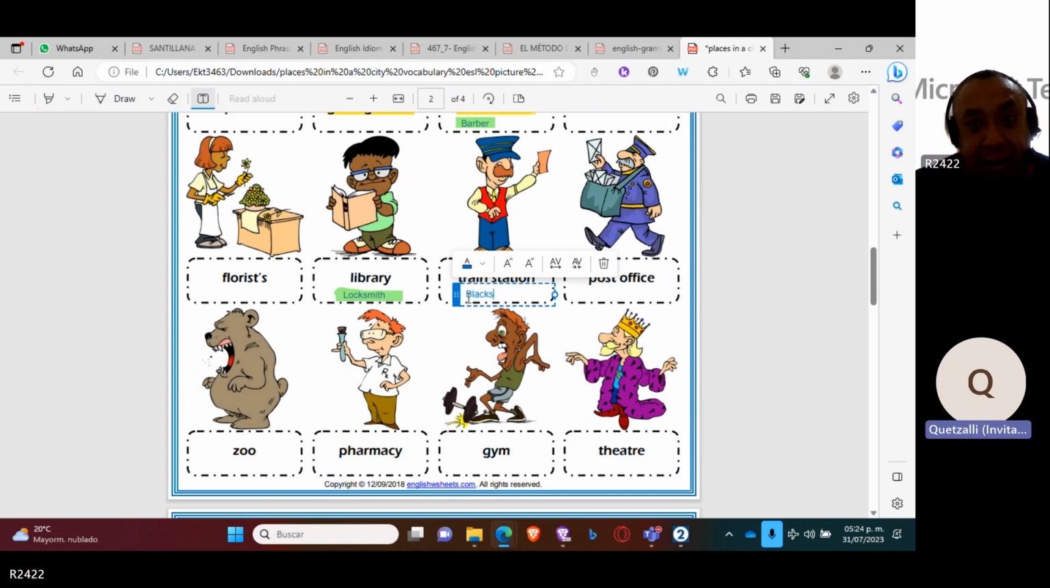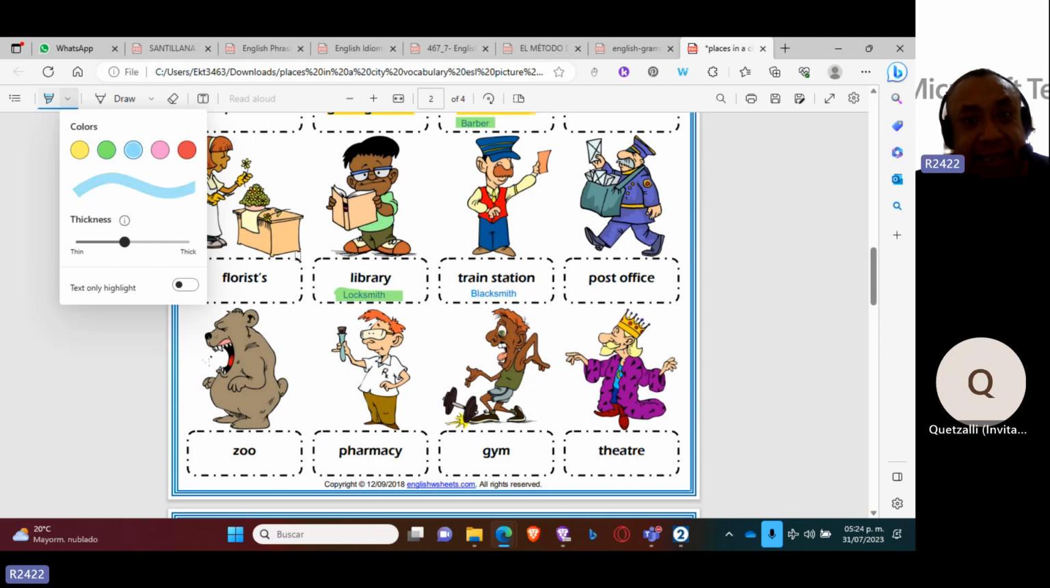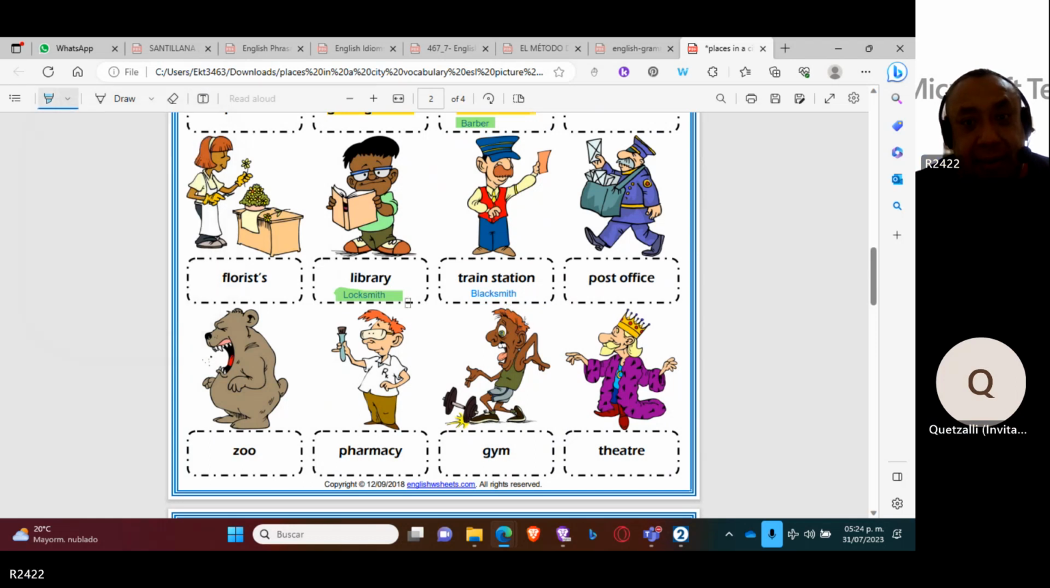Voy a poner otro más, mira. Es este, mira. Blacksmith. Ese que está ahí. Este es herrería, mira. Blacksmith. Herrería. Ok. Fíjate, otro más que no pusieron. Y es este, mira.